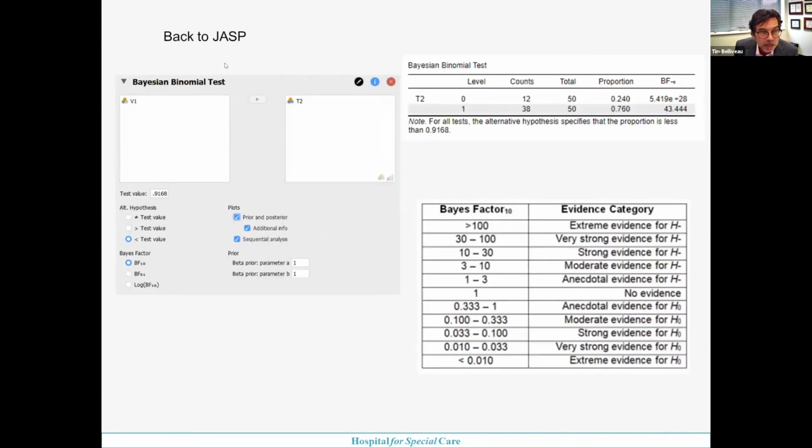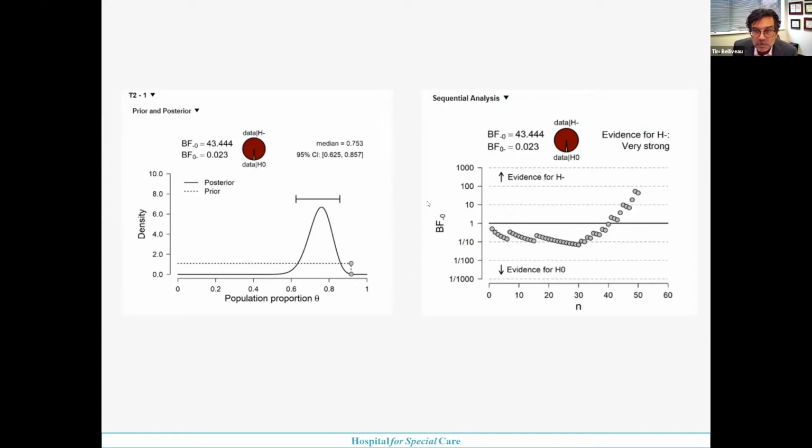So what we've done is update our JASP data entry to a test value of 0.92, representing the proportion correct for the dementia group. And we ask the same question, is this particular score below the range of the dementia group? And what we find is very strong evidence for the alternative hypothesis that this score is below the range obtained by this small sample of individuals with dementia.